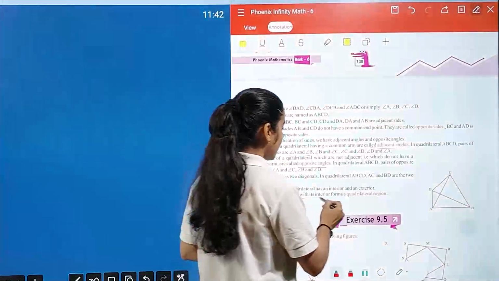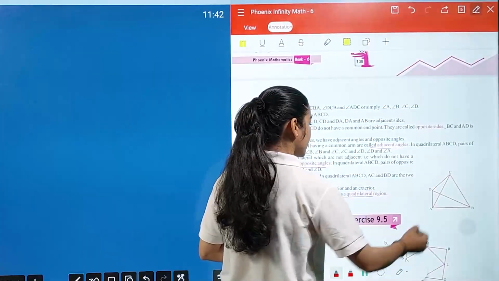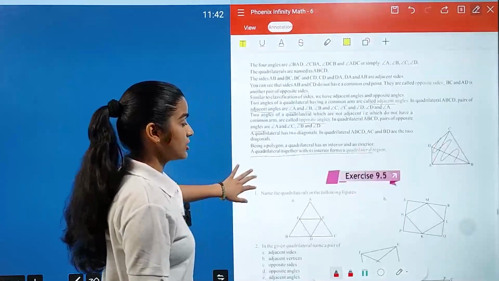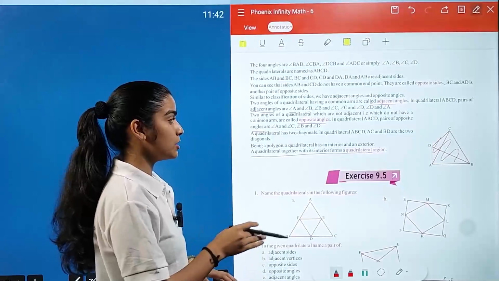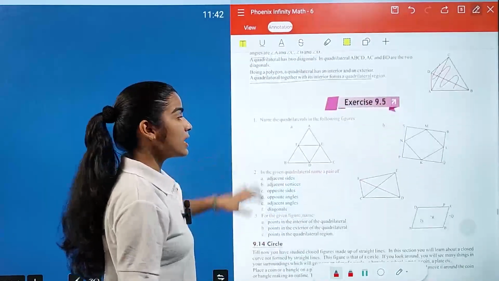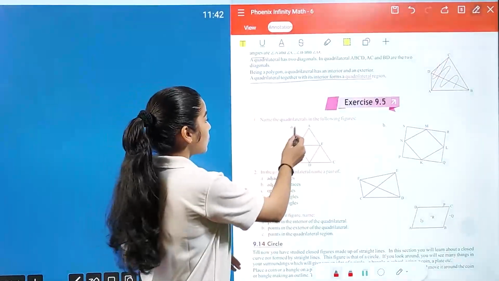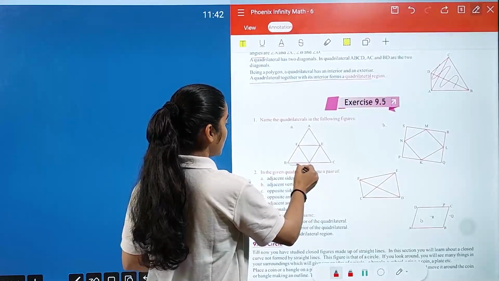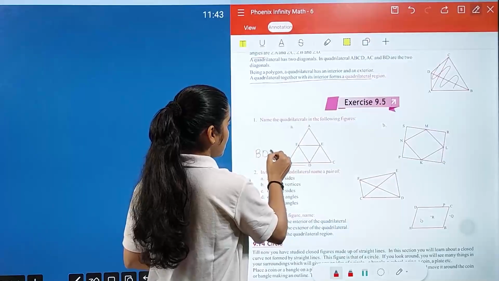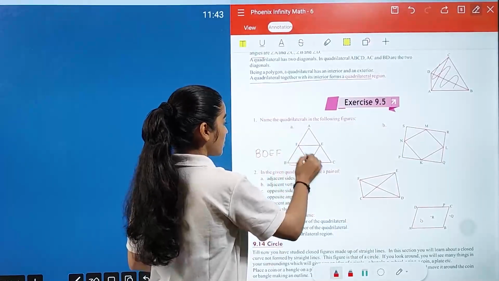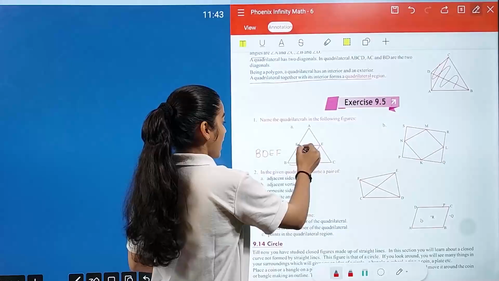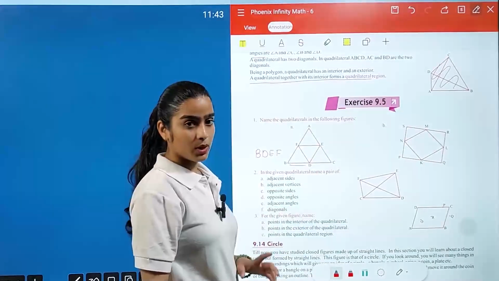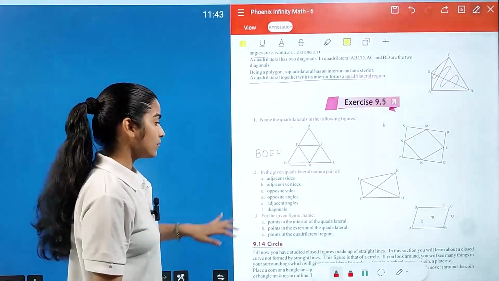A quadrilateral together with its interior forms a quadrilateral region. So this is your quadrilateral region, which is the boundary and what lies inside the sides AB, BC, CD and DA. Now we have our exercise 9.5. Name the quadrilateral in the figure. So here we have quadrilateral BDEF. Similarly, you can write other quadrilaterals as well, FDCE, or AFDE. So you have to identify it and write the name of the quadrilateral.